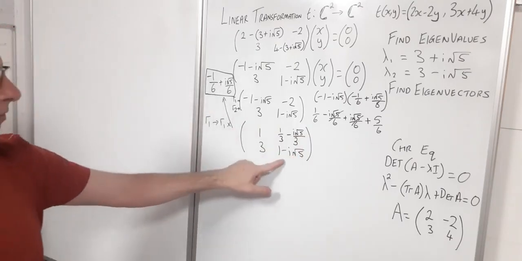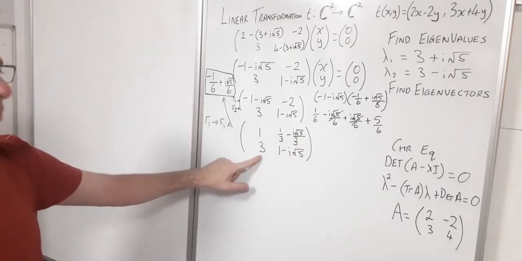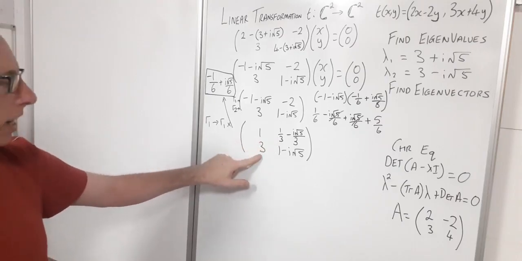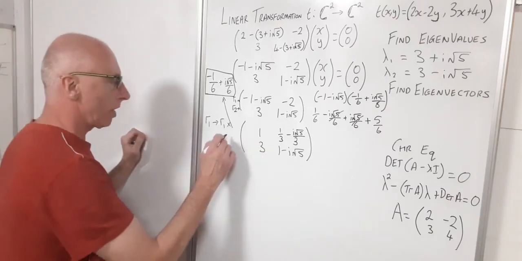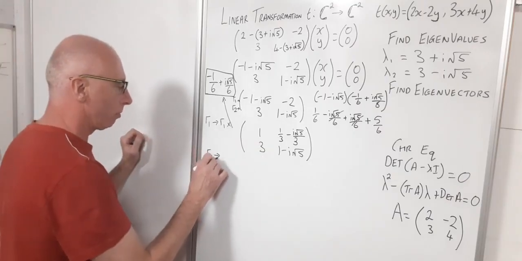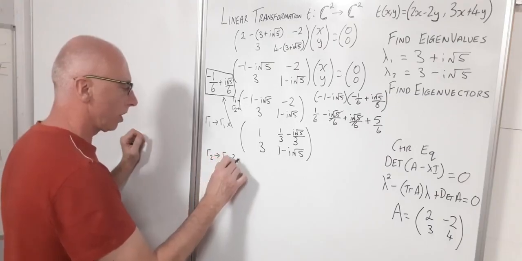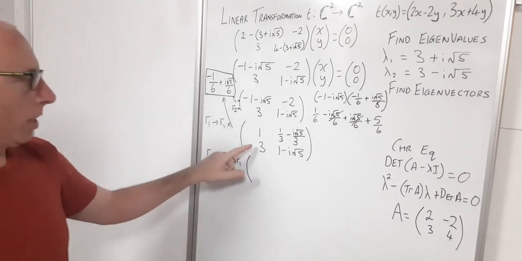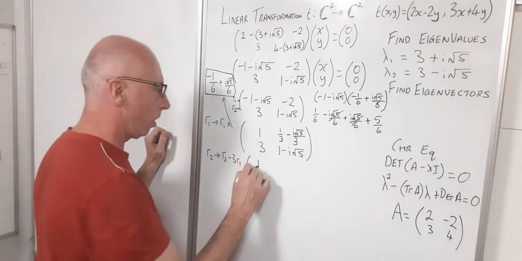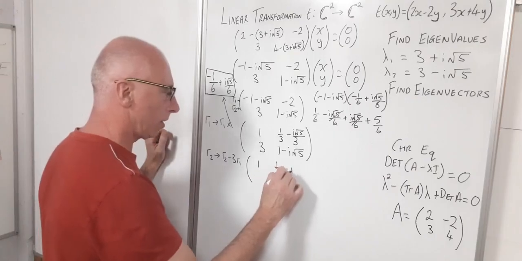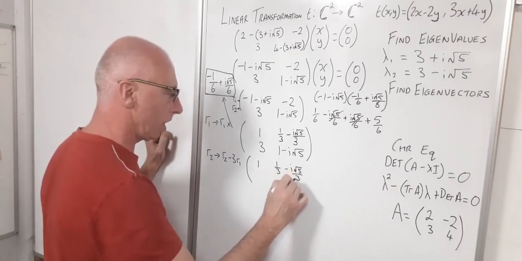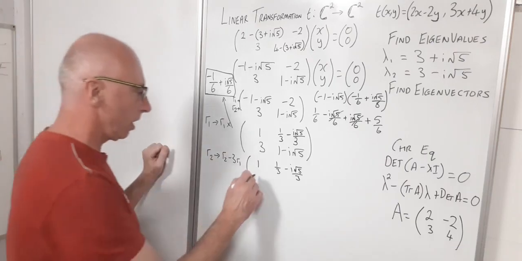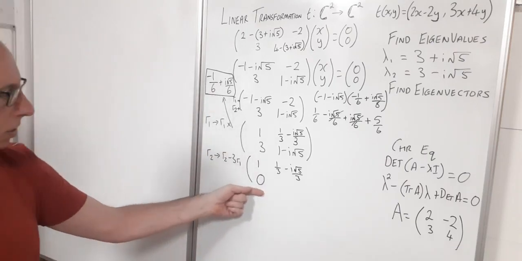Okay, now I need to do something with this to get it into 0. Well, we can see straight away if I multiply this by 3 and subtract it from that, I'll get a 0 there at least. So now I want row 2 becomes row 2 minus 3 times row 1. So let's go with that. So top row is going to stay 1, and I've got 1/3 minus i root 5 over 3. So 3 times 1 is 3, subtract it from that gives me 0. Perfect, I've got a 0 in this corner.